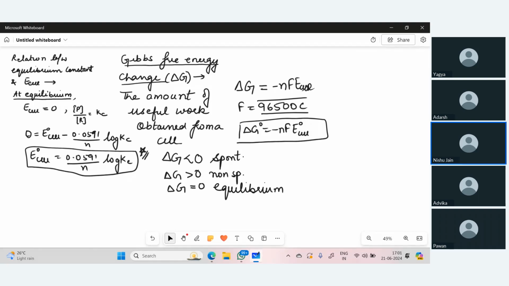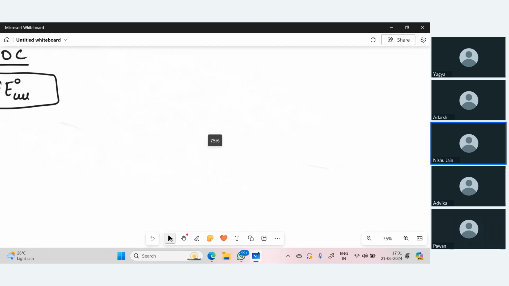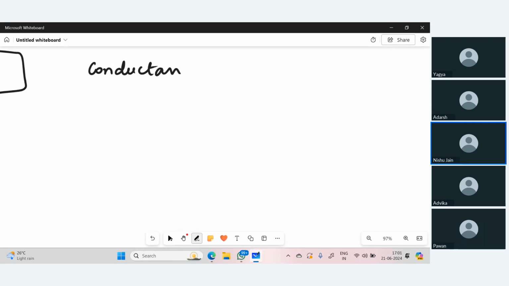Now I'm starting the new topic, which is entirely different. That is conductance, and quite easy. This is the next topic, conductance. Now, in conductance, the first thing that you should know is what is Ohm's law. Pawan, do you know what is Ohm's law?